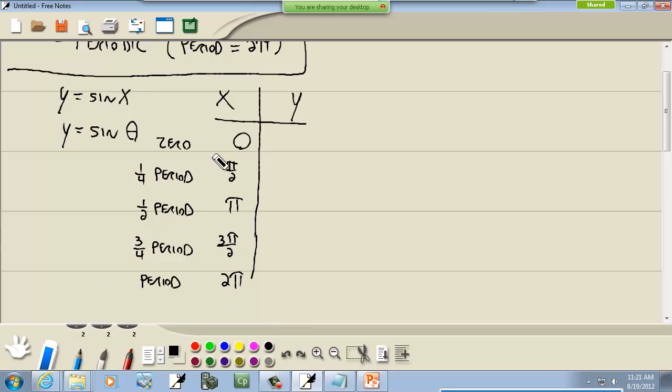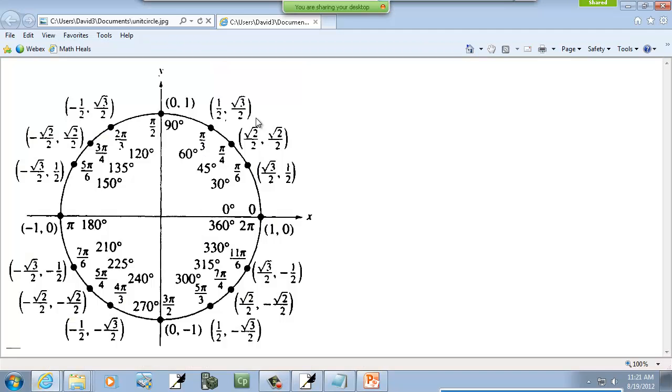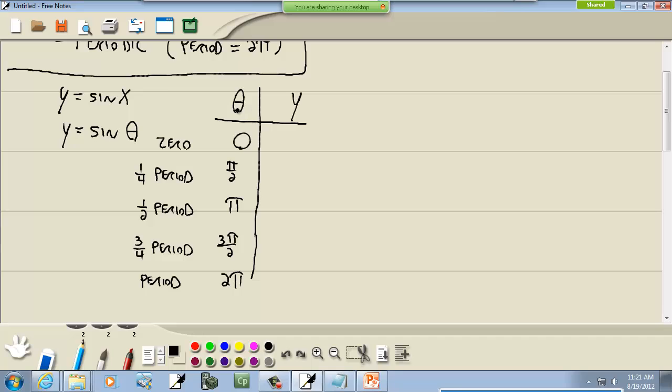And let me get rid of that x. I don't want that there. What I'm really going to put there is theta. That's our angle. Now we're going to treat it as x on our graph, but it's not the same x that's on the unit circle. Well, let's go take a look at the unit circle. If I can find it. There it is. Okay.